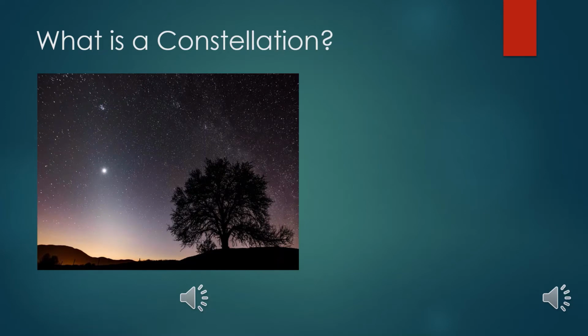What is a constellation? When you look at the sky, what do you see? Do you see images of animals or objects? Observers in ancient times also imagined groups of stars that form pictures of animals, objects, and people. These imaginary groups of stars are called constellations.